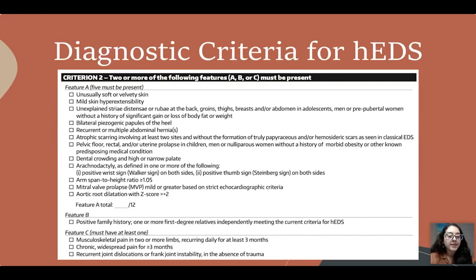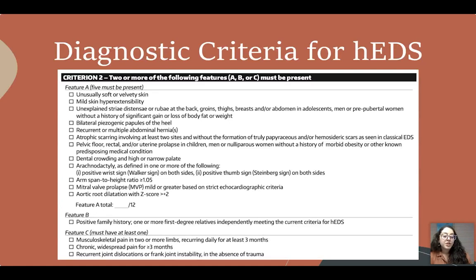And then next we have the second set of criteria here. So you'll see there's feature A, B, and C. So 2 or more must be present. Feature A, I'm not going to read through all of those, but 5 or more of those need to be present. And so that's something I'll typically go through with people. Some of this we might not have access to. So we might not know if you have a mitral valve prolapse. That's something that we could do some imaging to get some additional information. If, let's say, you're close to that score and we want to do some more imaging, we can.